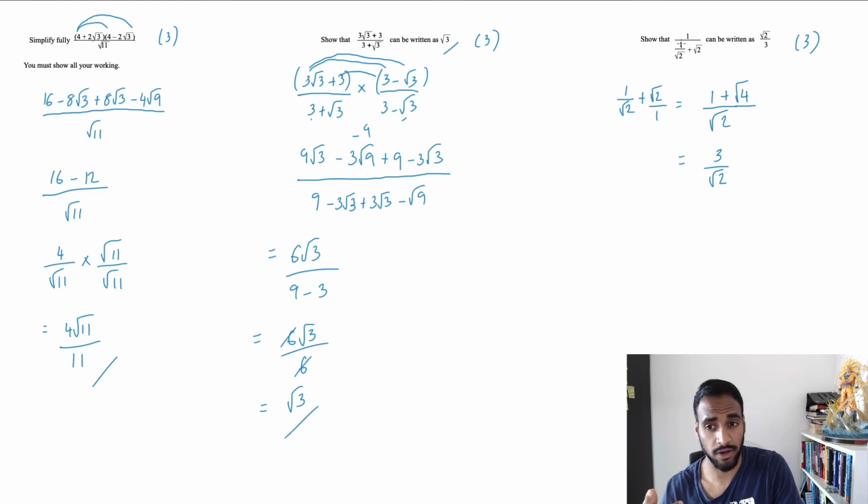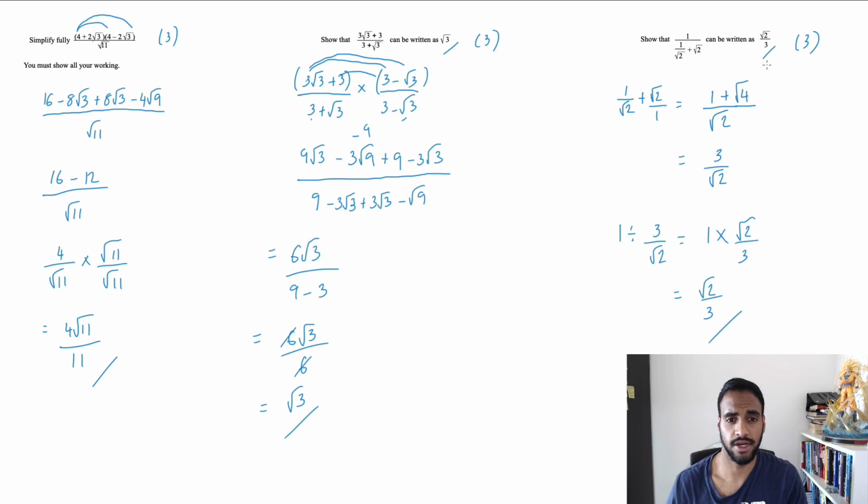But remember, we have 1 on the top, which says 1 divided by 3 over root 2. Now, what does divide mean? Divide means times. So we can rewrite this as 1 times, but then we have to flip the fraction. So root 2 goes on the top over 3. So then we're left with 1 times root 2, which is root 2 over 3. And if you look at that, that's your answer. Pretty straightforward. So that's it.